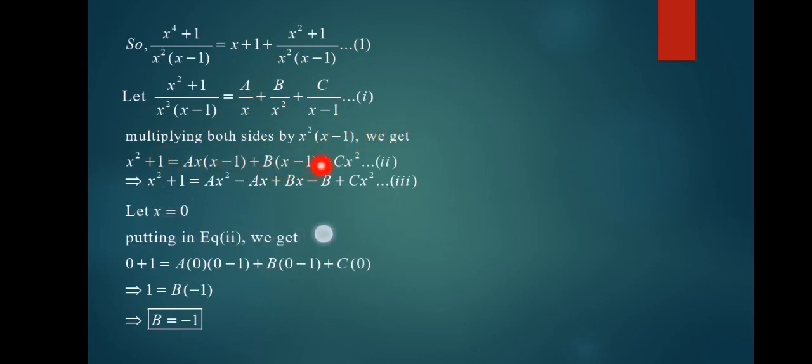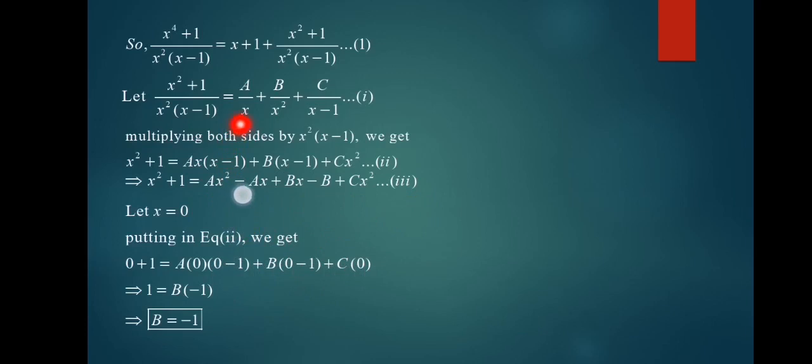Multiplying both sides by x^2(x - 1), we get x^2 + 1 = Ax(x - 1) + B(x - 1) + Cx^2. It's our equation number 2. Similarly, we will expand equation number 2 to get equation number 3, that is we multiply Ax to the terms inside the bracket along with Ax, and B to the terms inside the bracket along with B. So we will have x^2 + 1 = Ax^2 - Ax + Bx - B + Cx^2, and it is our equation number 3.